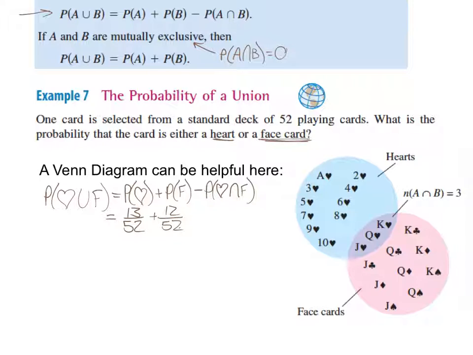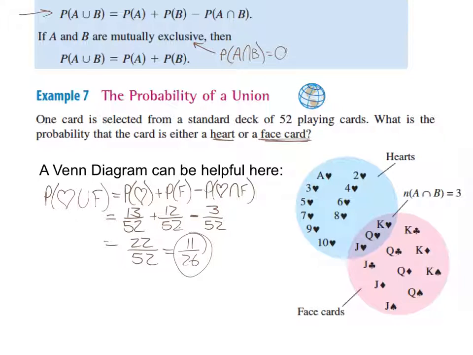Now our formula says we need to subtract the probability that it's both. So what's that probability? 3 over 52. Good, 3 over 52. So total, we have a 22 out of 52 chance of getting a heart or a face card. And that's 11 out of 26, which is somewhere around 44%.